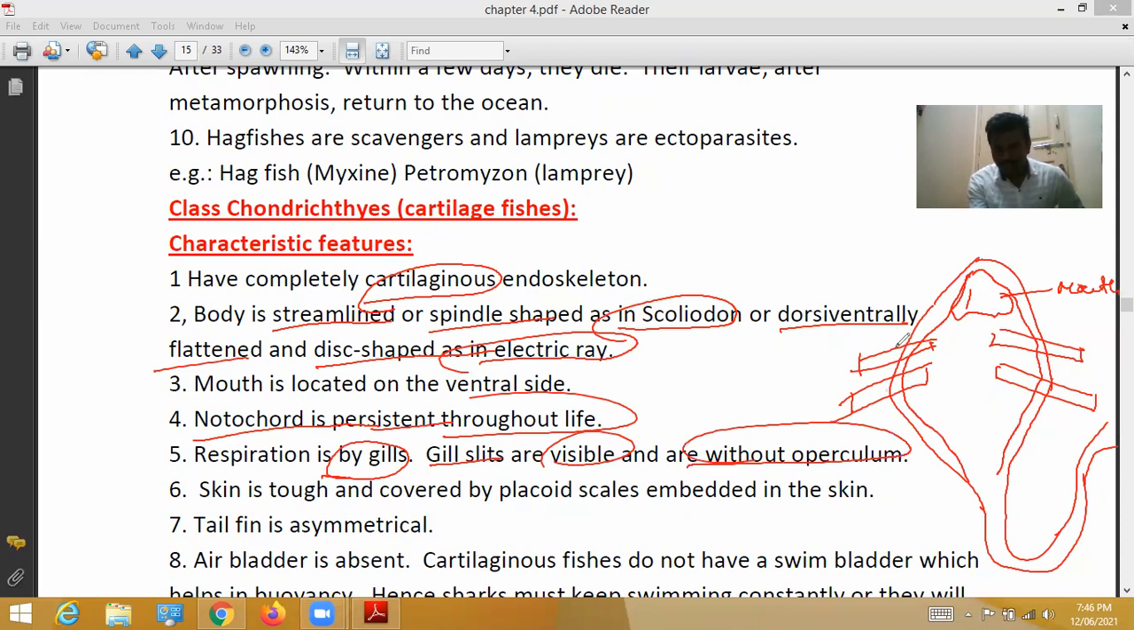Here these are the gills, and here the gill slits will be there. The gill slits are visible and are without operculum. Operculum means what? A bony covering structure, which is not present in cartilaginous fishes. The skin is tough and covered by placoid scales. Generally, the fish body is covered by a kind of skin-like surface. Those are called placoid scales, and they are all fixed with the skin.